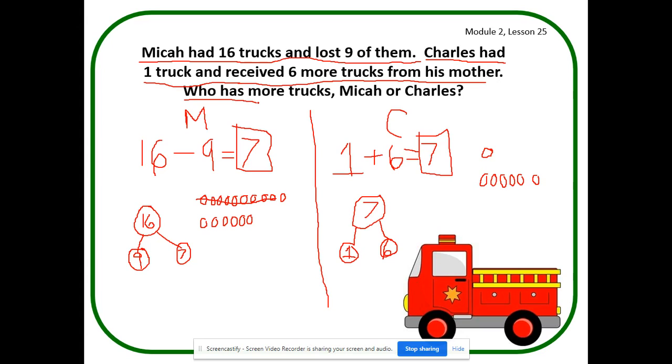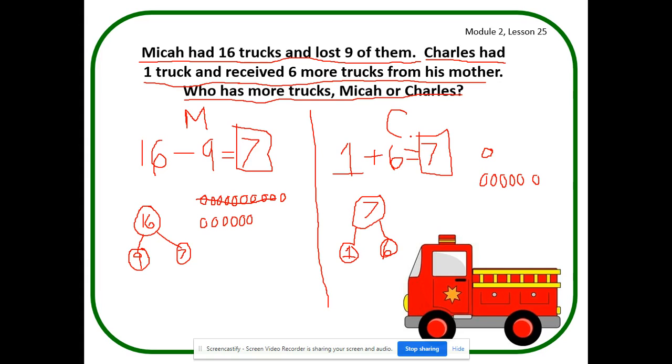Now, let's answer the question. Who has more trucks, Micah or Charles? Well, look at our boxes. Look at the totals. So does Micah have more trucks? Get ready. No, right? Does Charles have more trucks? Get ready. No. Do they have an equal amount of trucks? Get ready. Yes, both boys have an equal or the same amount of trucks.